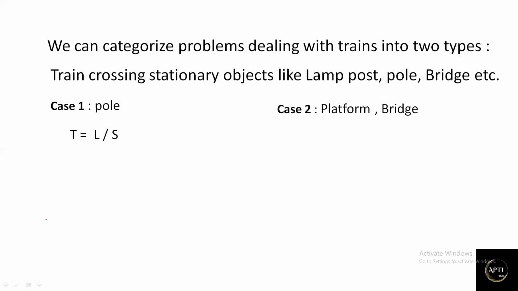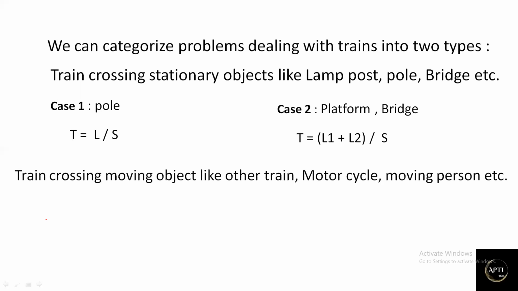What if the train is crossing a platform or bridge? We already discussed that time is equal to L1 plus L2 divided by S, meaning we need to consider the length of the train plus the length of the platform as well. Next, a train crossing moving objects like another train, a motorcycle, a moving person, etc. First, let's take a train crossing a person. The time taken by the train to cross the person is the length of the train divided by the two speeds, S1 plus or minus S2. The plus or minus indicates that if both are moving in opposite directions, it is S1 plus S2.